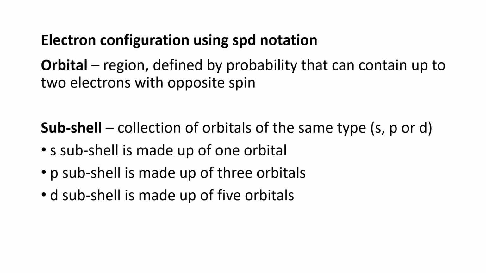An orbital is a region defined by probability that can contain up to 2 electrons with opposite spin. A subshell is a collection of orbitals of the same type, either s, p or d. An s subshell is made up of 1 orbital, a p subshell is made up of 3 orbitals, and a d subshell is made up of 5 orbitals.